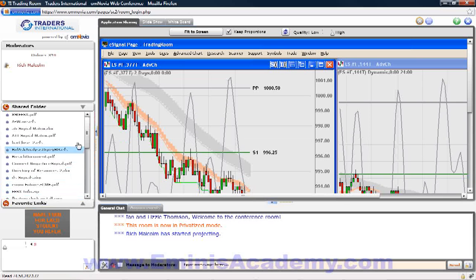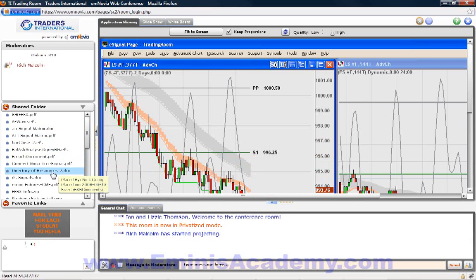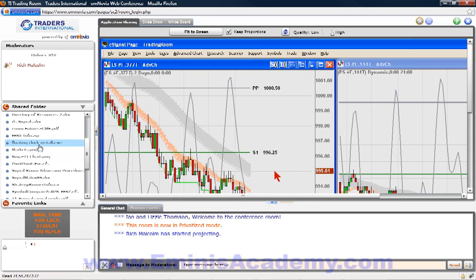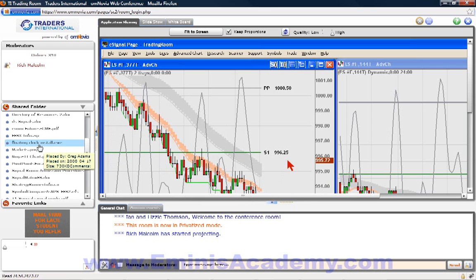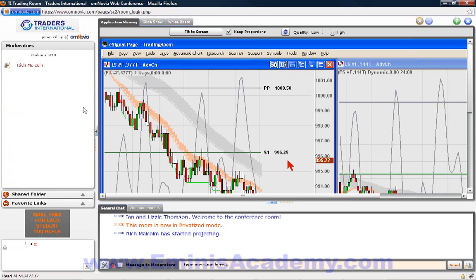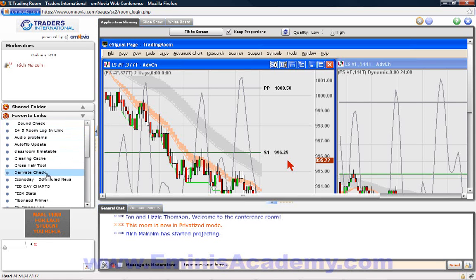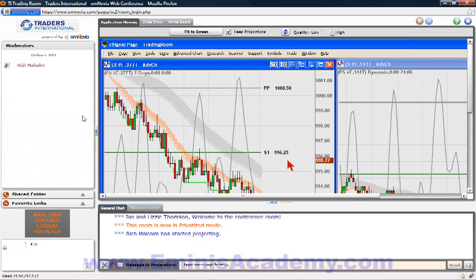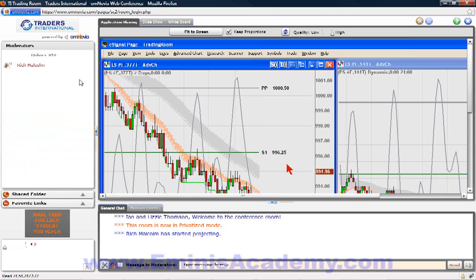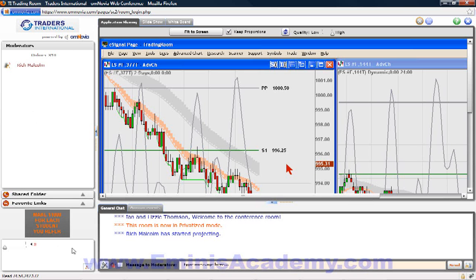So in the shared folders there are many documents about signals, bid ask, breach documents, how to connect Ninja up to eSignal. So many documents and little routines that can be very useful are held in the shared folders for you. And in the favorite links, again, links to useful places. So that's all on that side of the page.